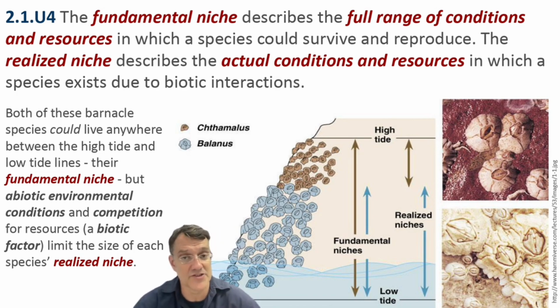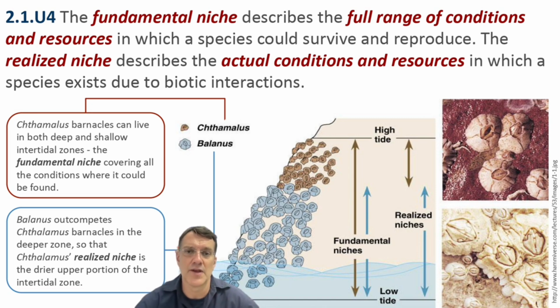That's their realized niche. Looking more closely at the barnacles, Chthamalus can physically survive in both deep and shallow intertidal zones, which represents its fundamental niche. However, the Balanus outcompetes Chthamalus in the deeper zone, restricting Chthamalus to the drier upper portion of the intertidal zone. This restricted area represents Chthamalus's realized niche, the subset of its fundamental niche where it actually lives due to competitive interaction with the other barnacle species.